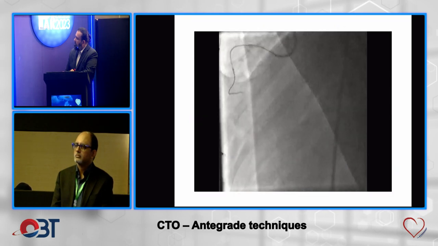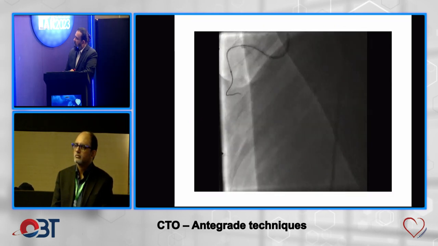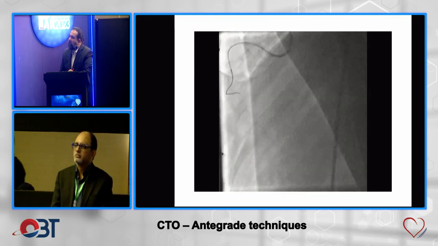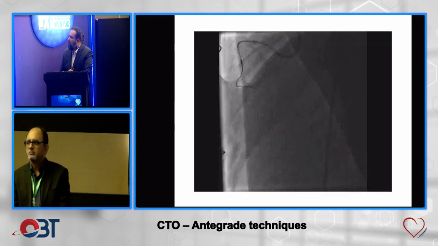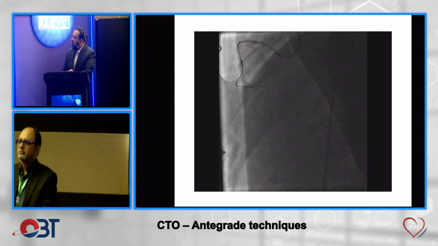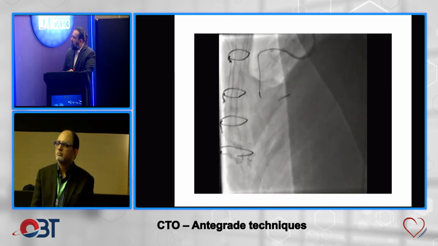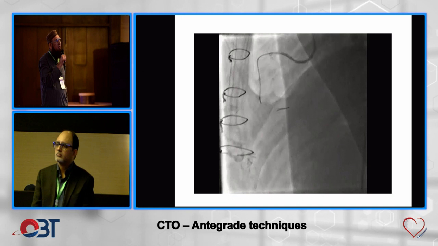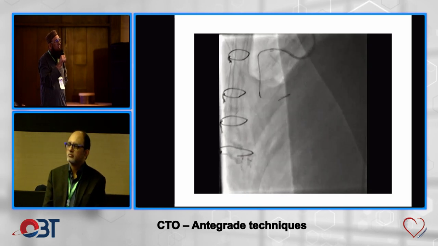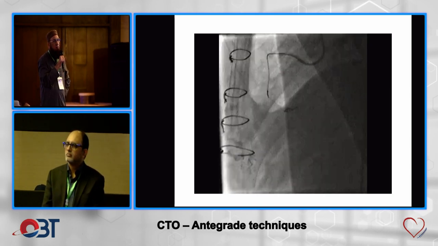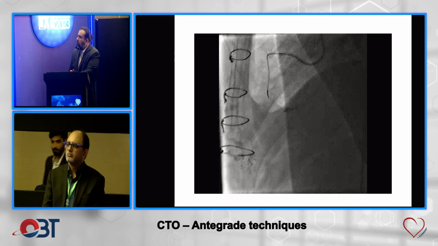I'm going to skip this in the interest of time. And now, which wire was this, Tariq bhai? Fielder FC. As a Fielder FC. Yeah. And then I tried Pilot 200. Okay. So this is Pilot 200. So it seems to be knuckling, but actually it's a wide knuckle. So maybe it's going to some side branch.